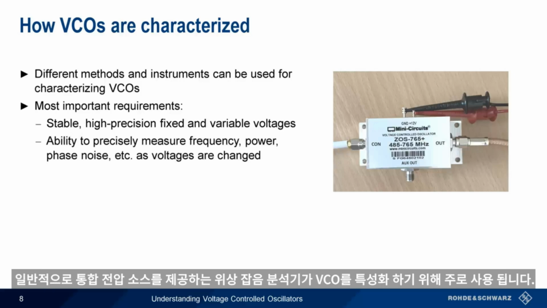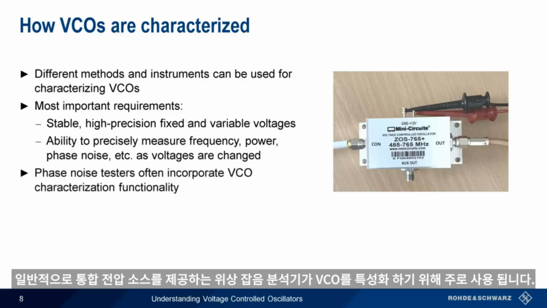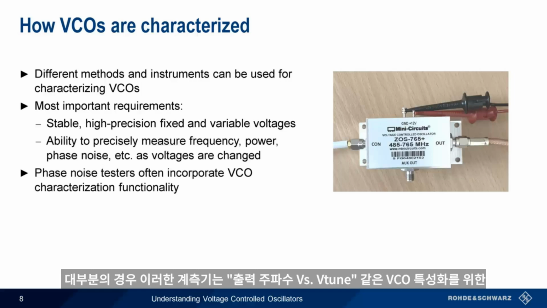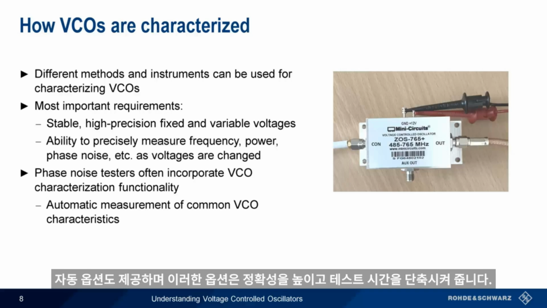Because VCOs are a special type of oscillator, phase noise testers with integrated voltage sources are often used to characterize VCOs. In most cases, these instruments also provide automatic measurement of common VCO characteristics, such as output frequency versus tune voltage, and this automation both increases accuracy as well as decreases test time.